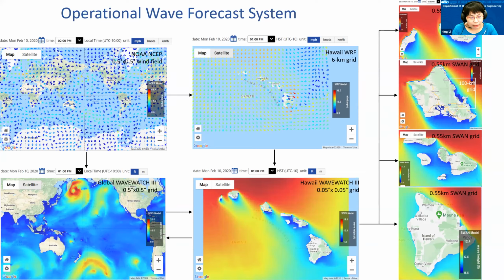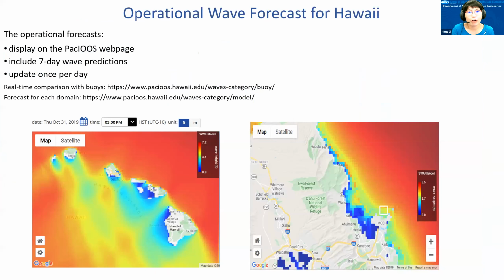With this implementation, we are able to produce a wave forecast daily, and each forecast includes 7 days of wave prediction. You can go to the PacIOOS website, where I put the link, to get the forecast information at each location or for every domain. And we use buoy data to compare with our forecast for quality control, so you have an idea how good the forecast is.